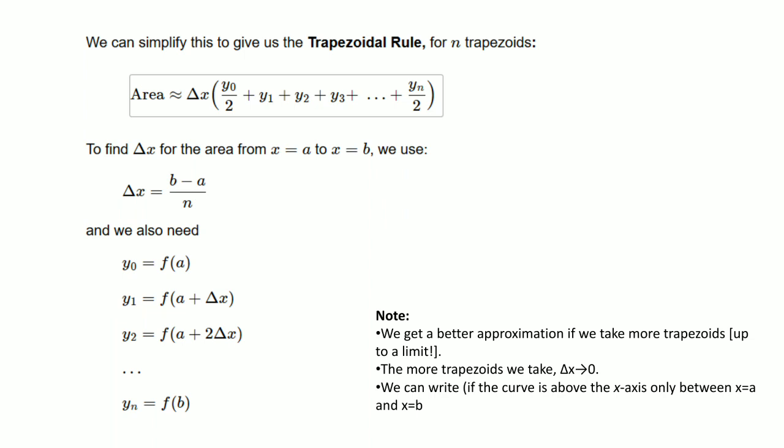So y1 will be equal to f(a plus delta x). Similarly, y2 is equal to f(a plus twice delta x). So you can find out the value of y0, y1, y2 up till yn, which is nothing but the function of b. So y0 is function of a, yn is function of b. This is nothing but the trapezoidal rule.